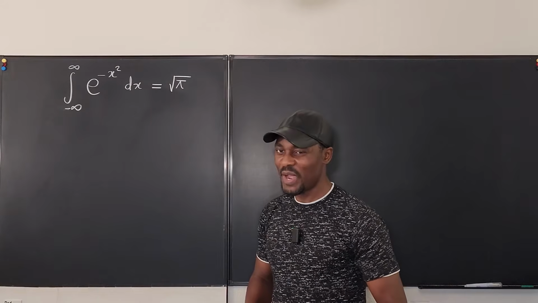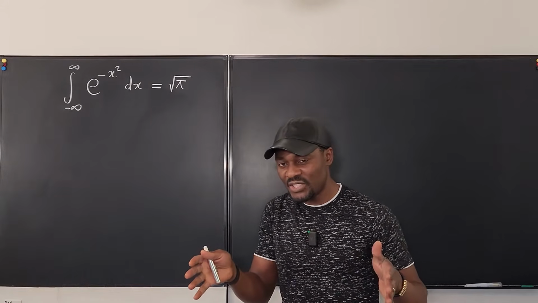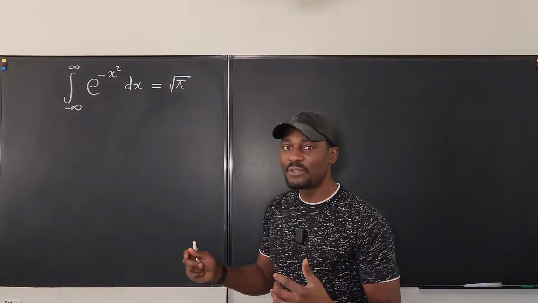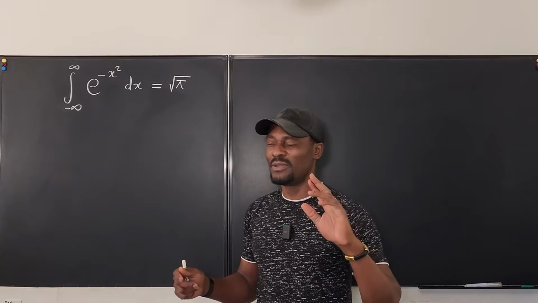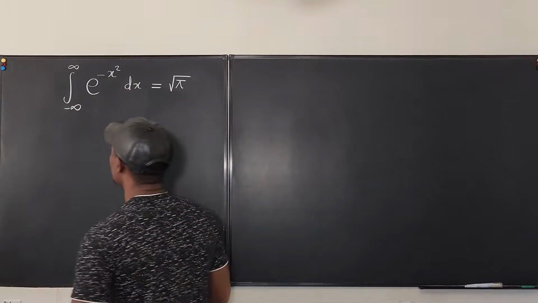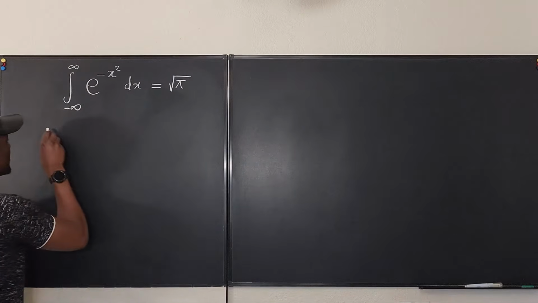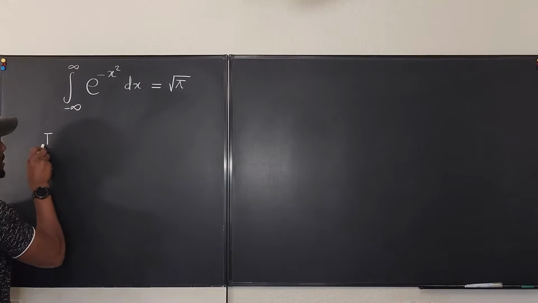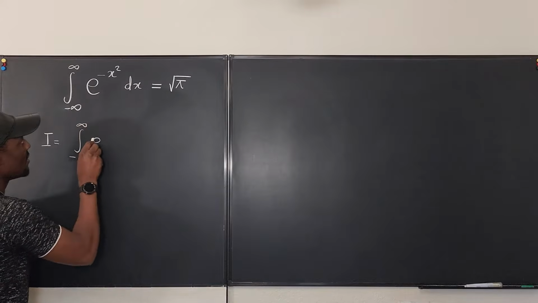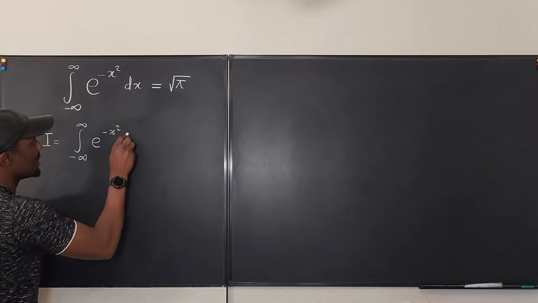Because there is no regular way of doing this if we stick to the traditional integration methods and techniques that we have, I'll have to do something new, which I introduced about 2 videos ago. Look at this video if you check it out, and you will see the explanation for why I am able to do what I'm about to do. So what I'm going to do is say, let I be equal to this integral from negative infinity to infinity of e to the negative x squared dx.